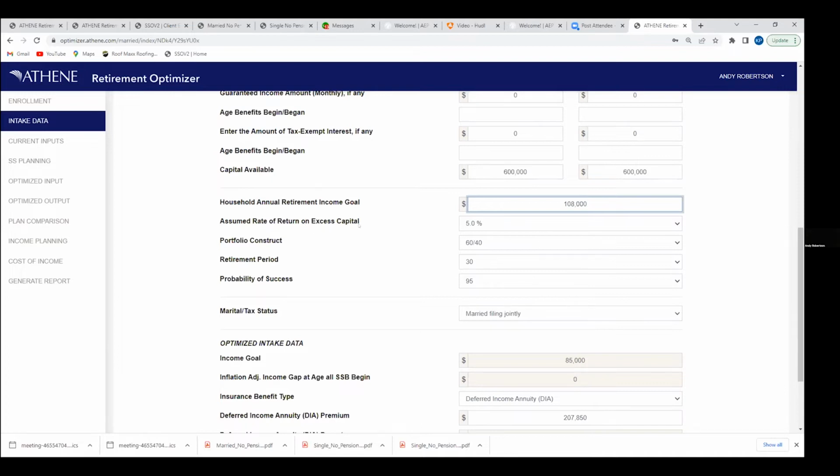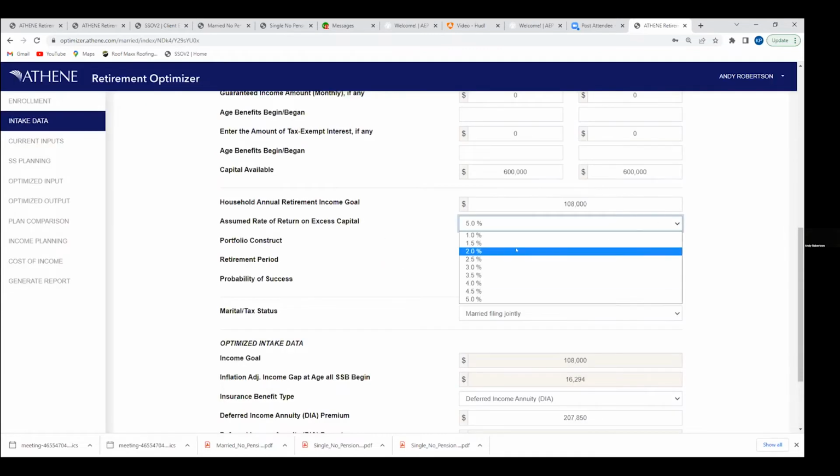Now, separately, and I want to be clear on this, we have this assumed rate of return on excess capital. In the event any of the scenarios have excess capital, we are going to calculate a future value on that later on in the report, but we're going to enter in here what we want to use as an assumed rate of return for any of the excess capital that may ultimately be available based upon the plan. So I use 5%. You can use anywhere from 1 to 5. Compliance departments aren't going to let you use more than 5.